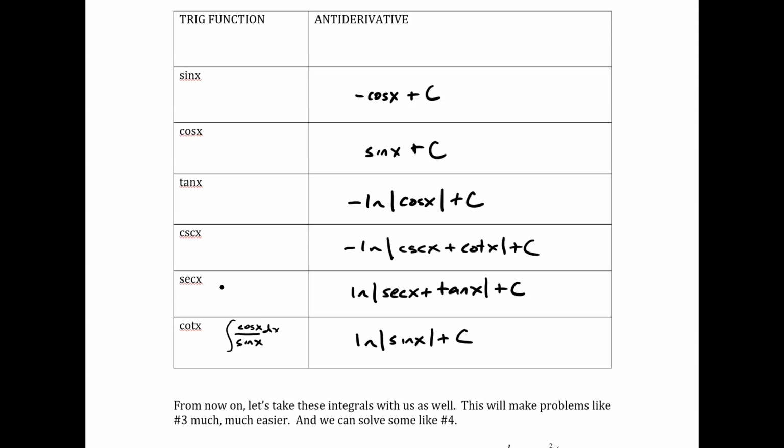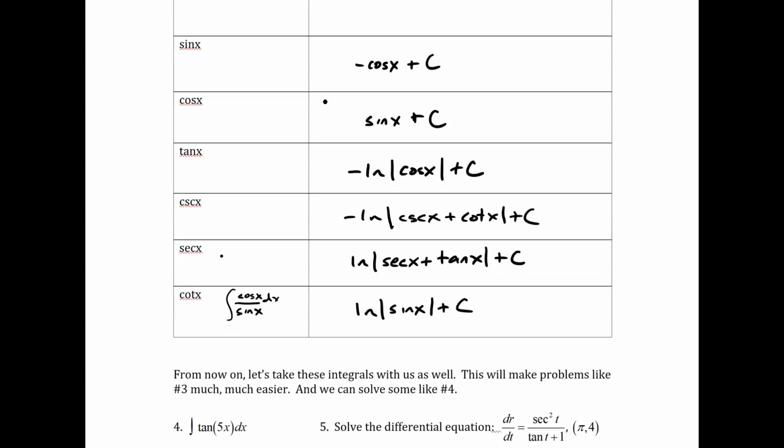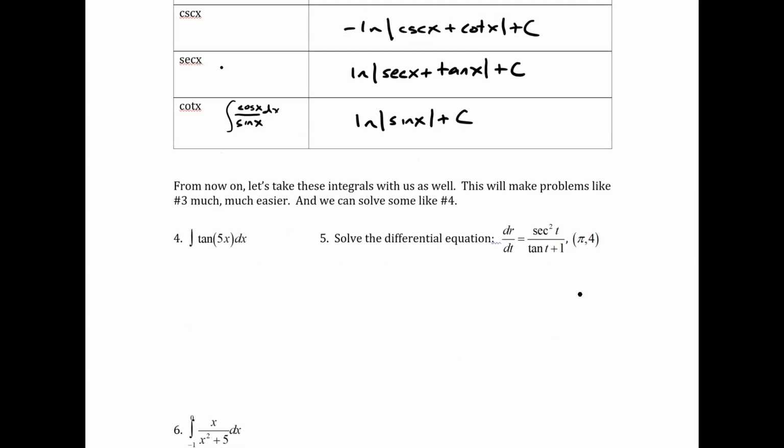Okay, so now moving forward, we're actually going to take all of these with us. And so we're going to pretend that we know all of these. I know in the previous video I derived the antiderivative of tan. We're not going to worry about deriving that anymore. We're going to pretend that we know all of these, and we actually do. We have them at our disposal, and we'll use those for making things a little bit easier for us in some other questions. And I'll show you exactly what I'm talking about.